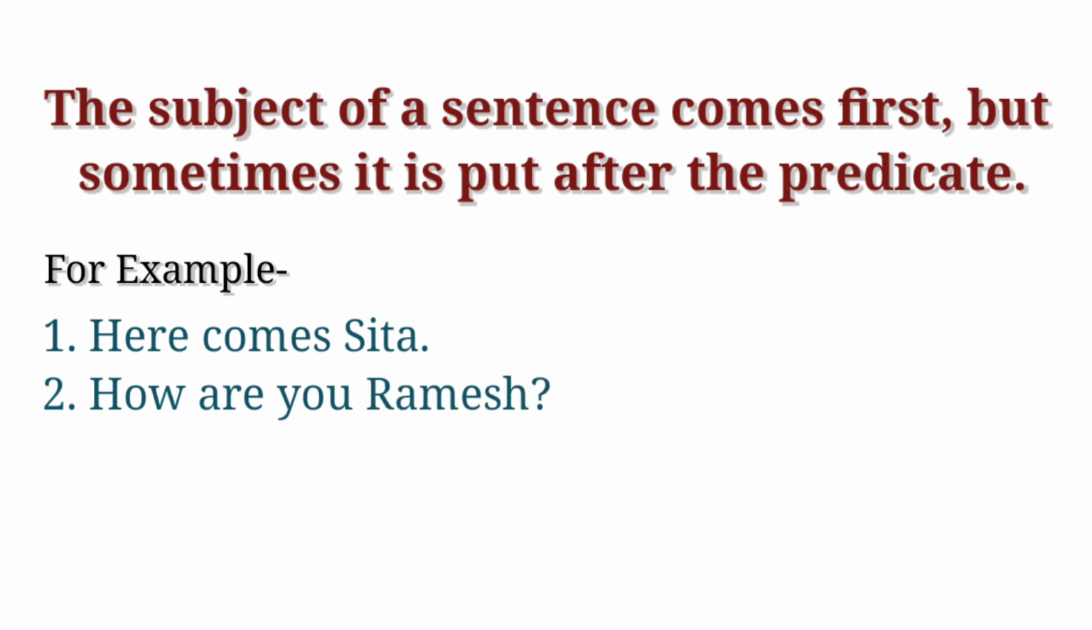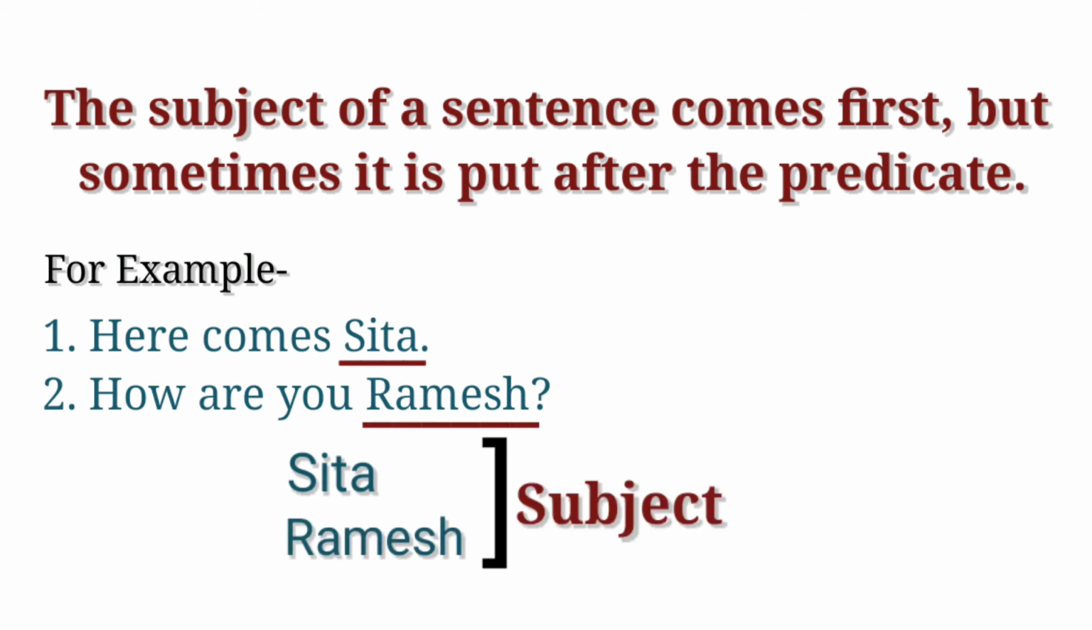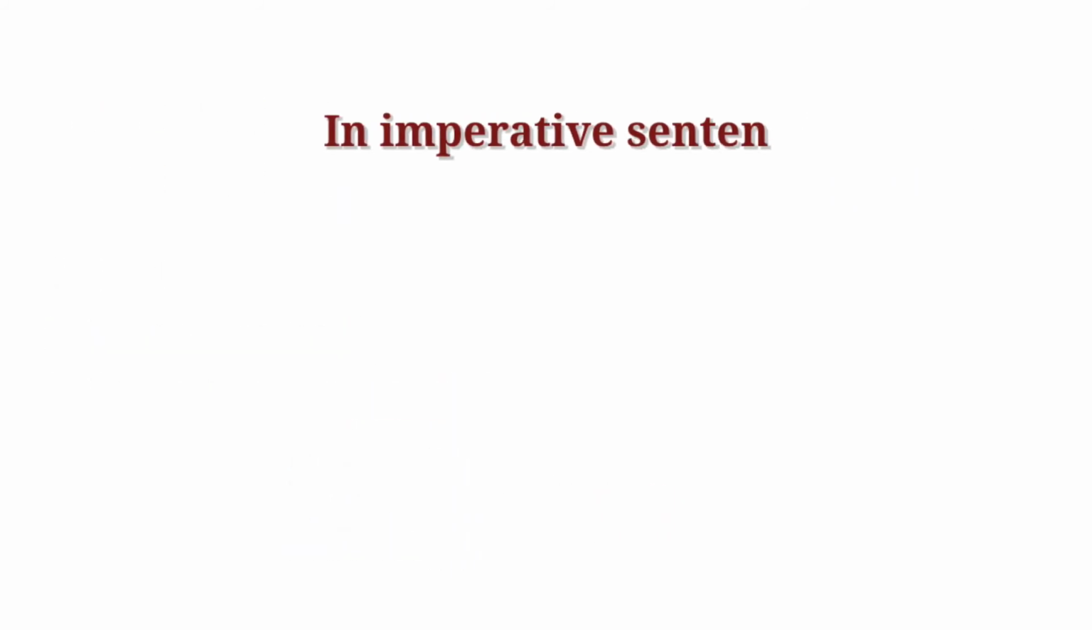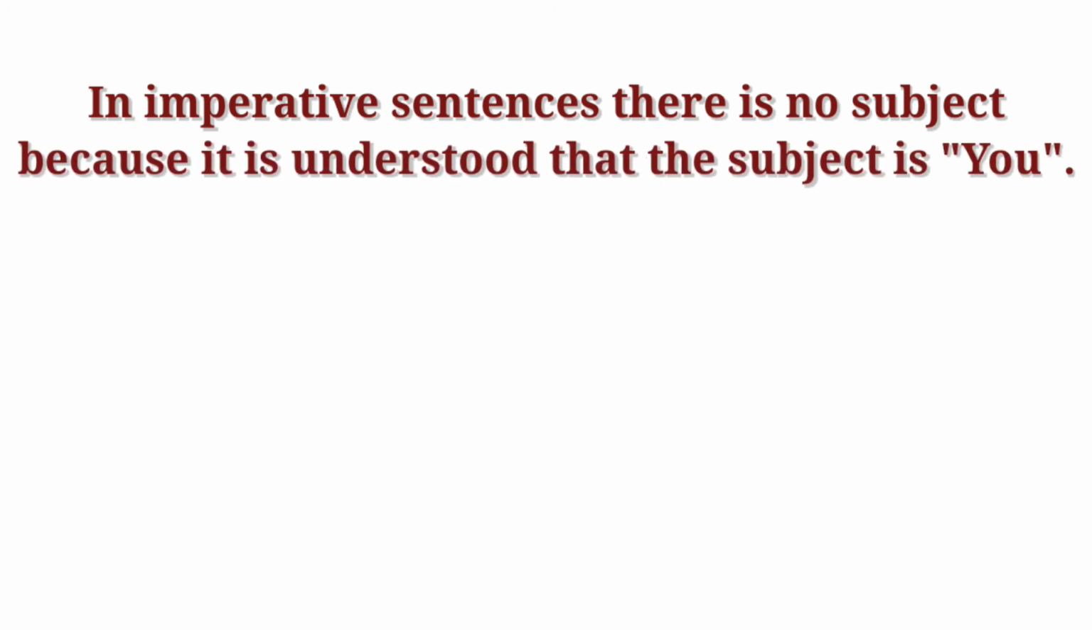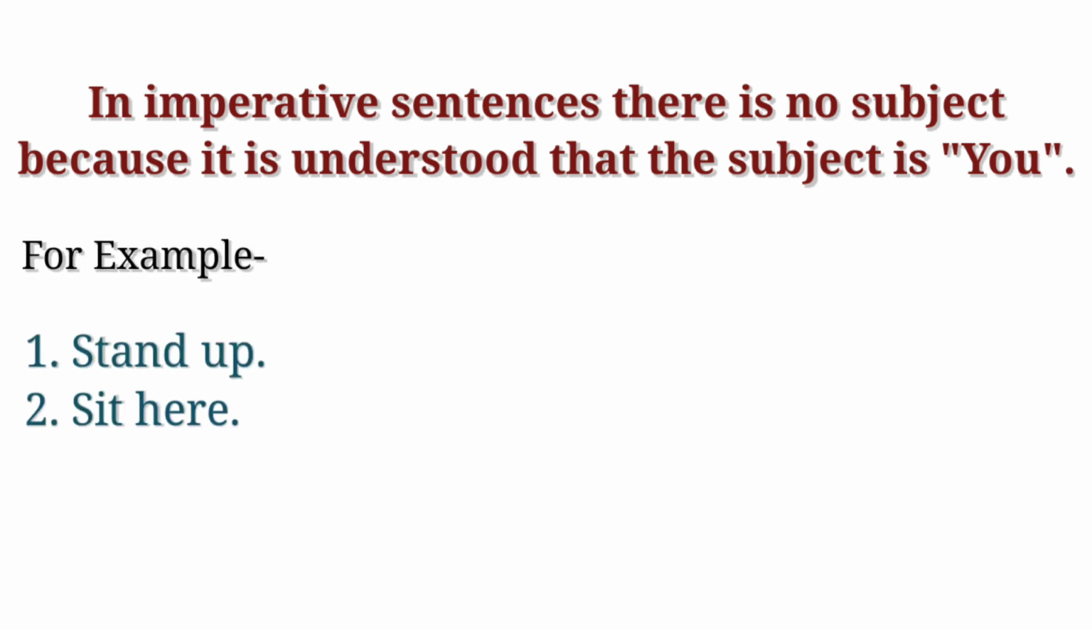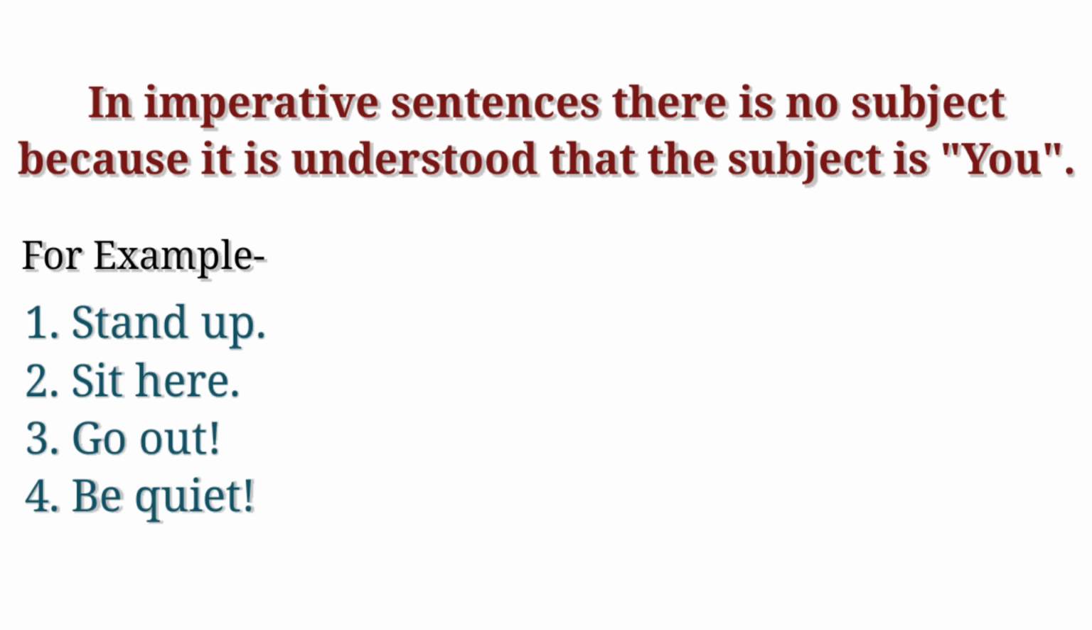How are you, Ramesh? In these two examples, Sita and Ramesh are the subject. In imperative sentences, there is no subject because it is understood that the subject is you. For example, stand up, sit here, go out, be quiet. In all the above examples, the subject you can be understood.